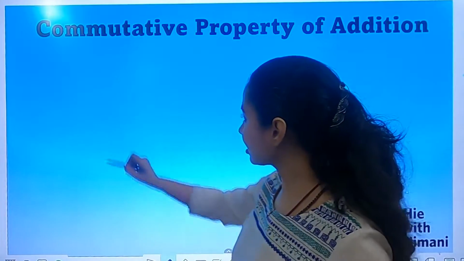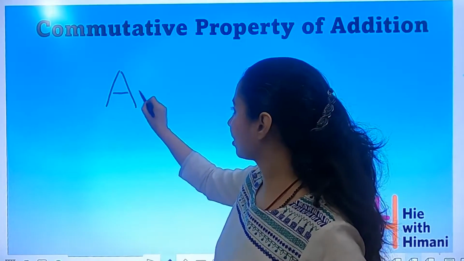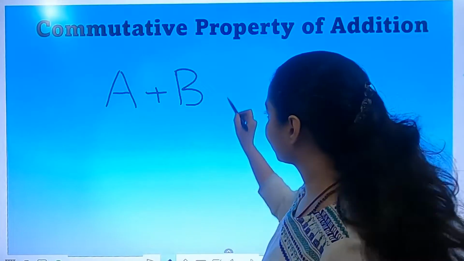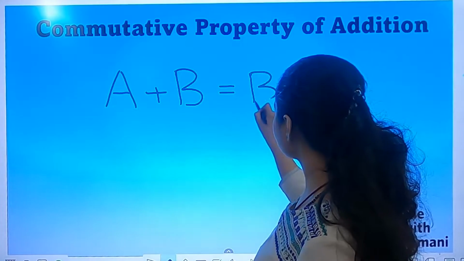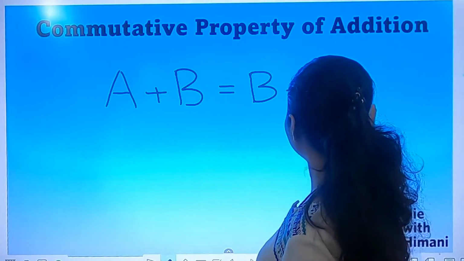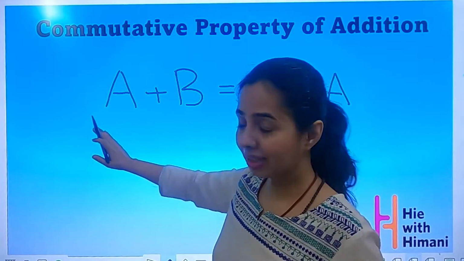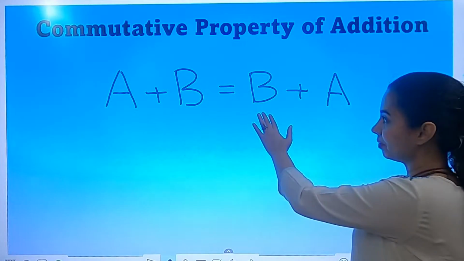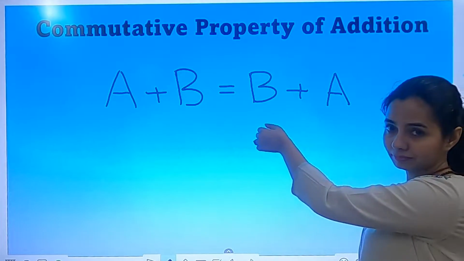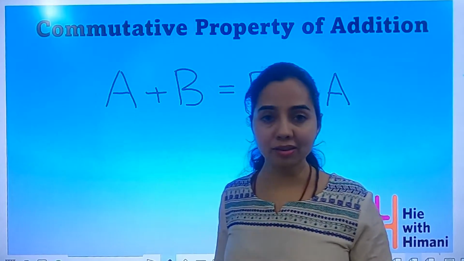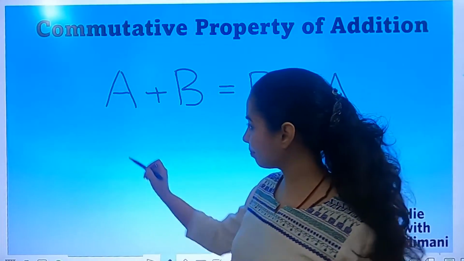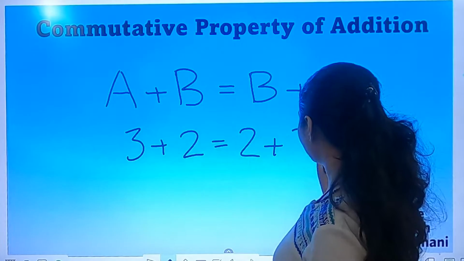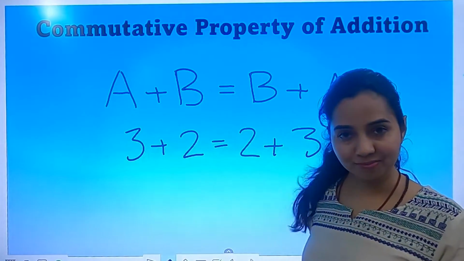What does it say? It says that if A plus B are added, the sum will be equal to B plus A. That is, if we have added A, then we are adding B, the answer will be the same if we have added B to A. By changing the order, the answer will not change. Very simple. 3 plus 2 is equal to 2 plus 3. It doesn't need any explanation. 5 is equal to 5. Simple.